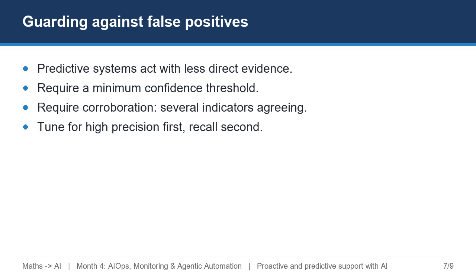Because predictive systems act with less direct evidence than reactive ones, precision matters even more. A false positive triggers unnecessary maintenance, cost, and disruption to a perfectly healthy device, and a flood of false alarms causes alert fatigue that erodes trust in the whole system. So require a minimum confidence threshold, and require corroboration, several leading indicators agreeing, before you surface or action a prediction. Tune for high precision first, recall second. A system people trust is worth far more than one that catches everything and cries wolf.